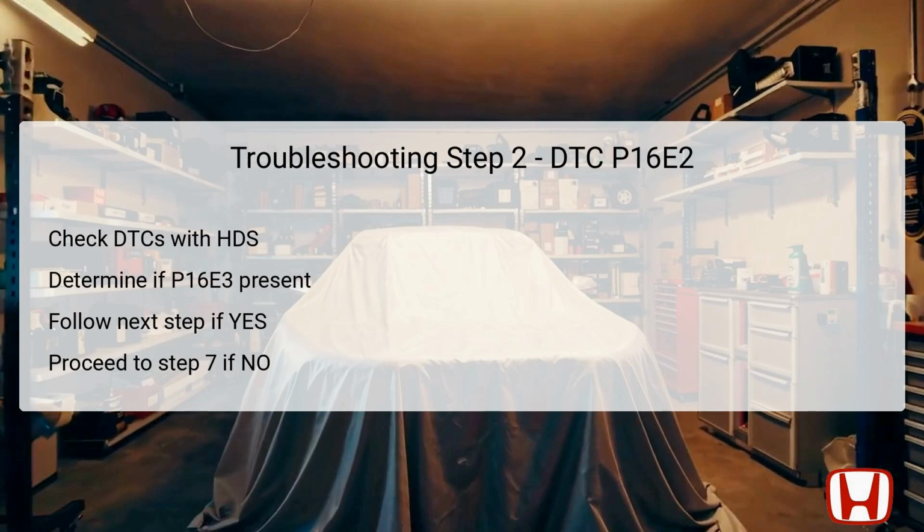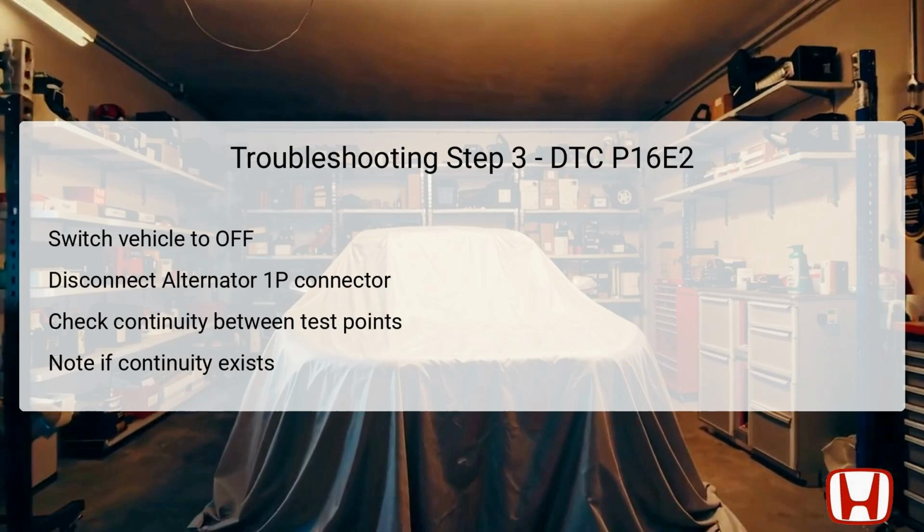Continuing with our troubleshooting, the next significant step is to check again for either pending or confirmed DTCs using the HDS. This is crucial as the presence of another DTC, specifically P16E3, will guide the next course of action. If P16E3 is indicated, move forward to Step 3 to further diagnose potential issues linked to the battery sensor. However, if P16E3 is not present, it signifies that the issue may be isolated to a faulty communication line. In that case, proceed directly to Step 7 to continue isolating the problem. Each of these DTCs provides essential data needed for accurate diagnosis, making this step critical in the overall troubleshooting process.